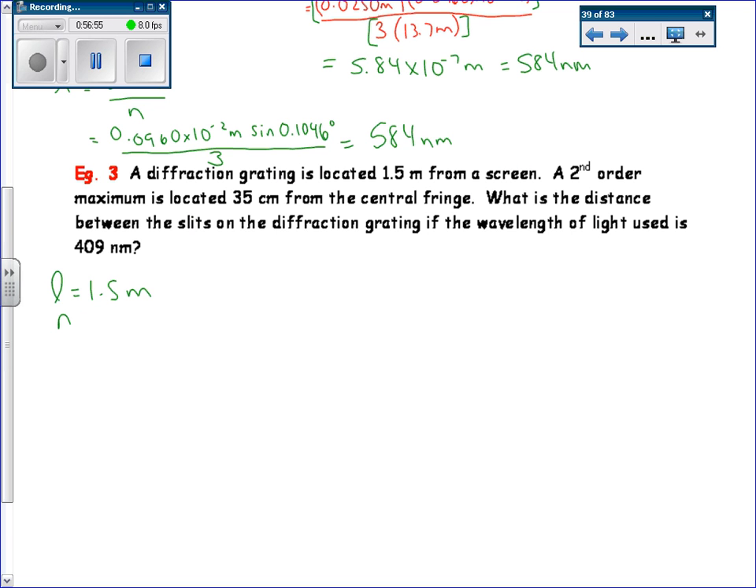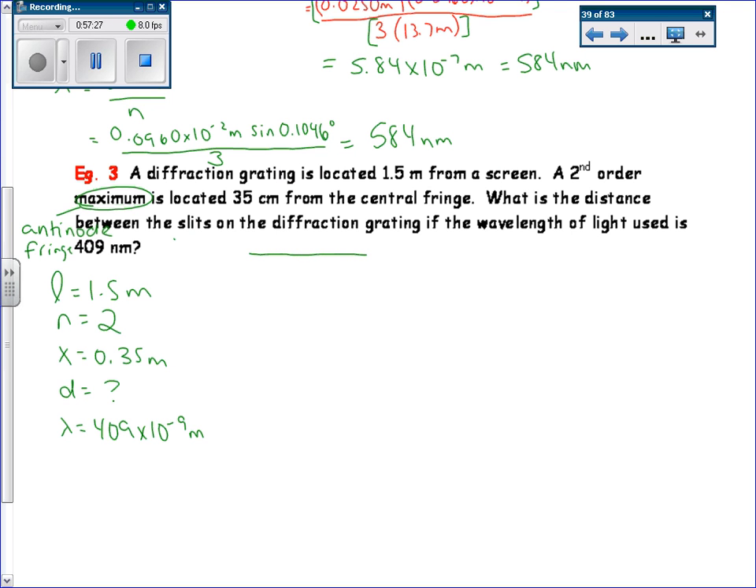A diffraction grating is located 1.5 meters from a screen, so that's L. A second order maximum is located 35 centimeters from the central fringe, so X is 0.35 meters. Maximum just means antinode or fringe. Minimum is the space in between. What is the distance between the slits on the diffraction grating? So we're looking for D, if the wavelength of light is 409 nanometers.